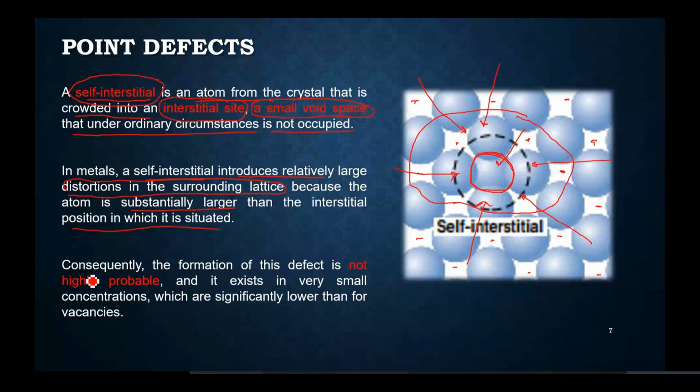And since there is not much space for atoms to be placed in the interstitial location, the formation of this defect is not very highly probable. There is little probability of this sort of defect, and it exists in very small concentrations, which are significantly lower than that for vacancies. Vacancies essentially are easier to create. The self-interstitial defects are relatively difficult to create, having low probability, and the amount of these defects is significantly lower than that of vacancies.